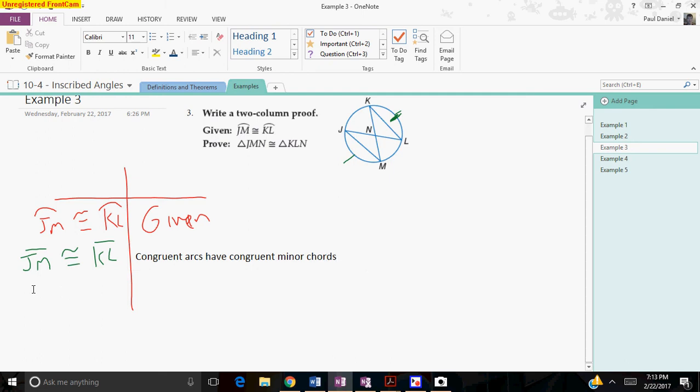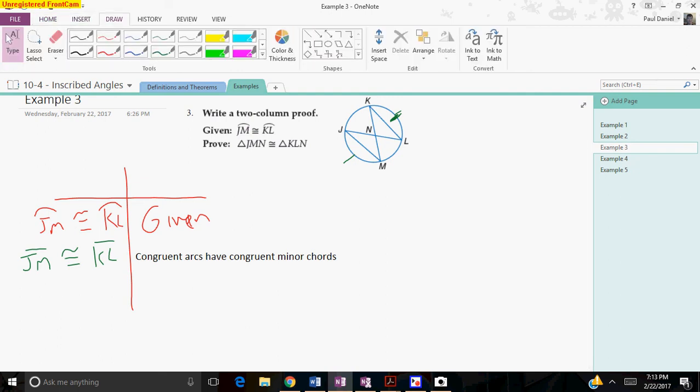So now let's see what else we can do. So now I know basically this is good because what this has been able to give me is that I now know that that is congruent to that. So I now have that a side is congruent.